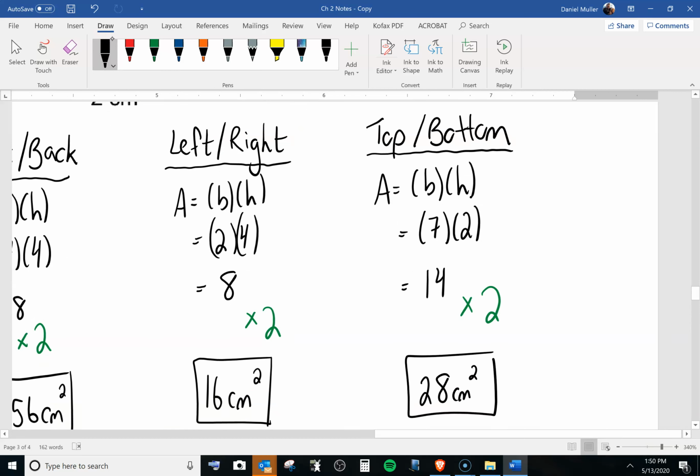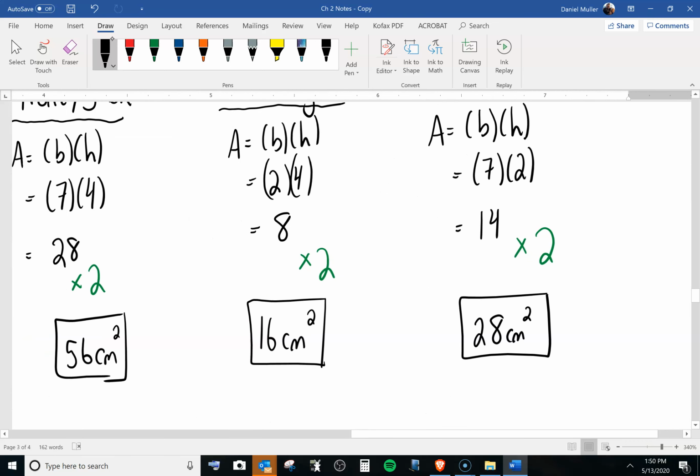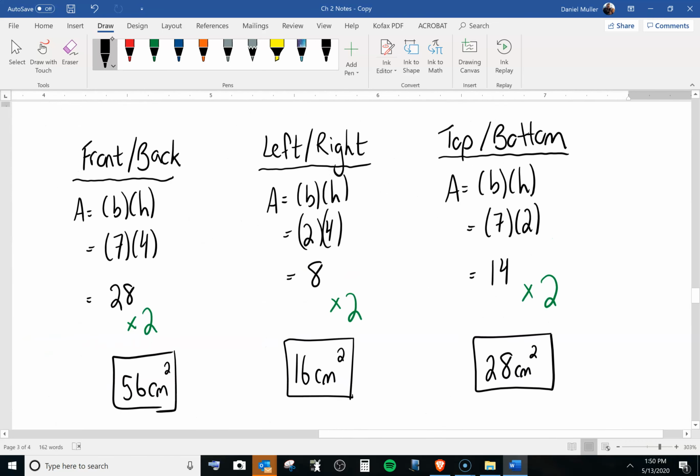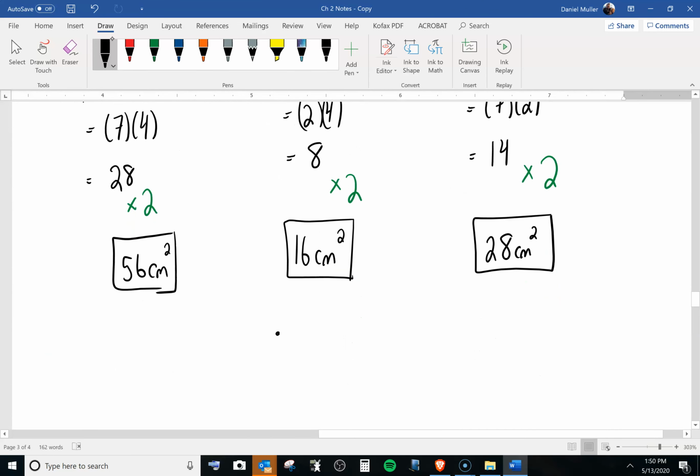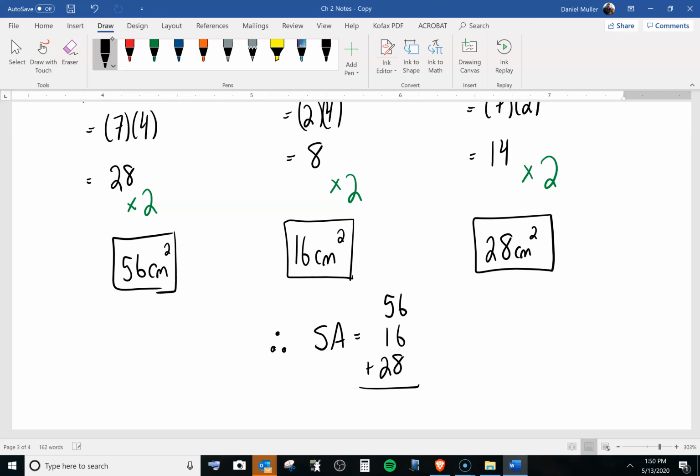So I've done all 6 sides. I did it in 3 things there, but I was able to double it for each one to get the 6. I'm going to have to do some sort of concluding sentence. Therefore, the surface area is equal to, I'm going to write this vertically because 56 and 16 and 28, I'm going to add these all up, and I can't really do that in my head very well. So I'm going to go 56, 16, and a 28. We'll add all of those up.